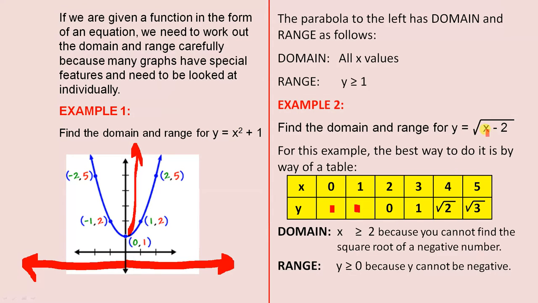When x is 4, we get 4 minus 2 is 2. So that's the square root of 2, and that's there. When x is 5, 5 minus 2 is 3. So that's the square root of 3, and that's there. So the domain, x is greater than or equal to 2, because you cannot find the square root of a negative number. And the range, y is greater than or equal to 0, because y cannot be negative.